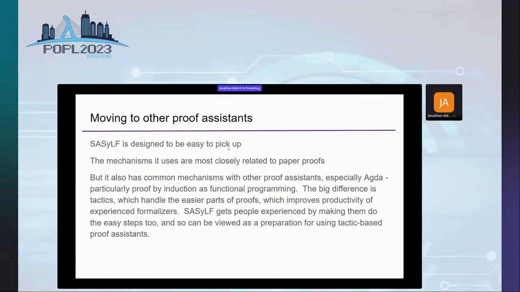Sassy Elf is designed to be easy to pick up. The mechanisms it uses are kind of taken from paper proofs and teaching tradition. But I think what's interesting is, under the hood, it's common mechanisms with the proof assistants, right? Sassy Elf is really functional programming under the hood. And I have a lecture at the end of my class where I talk about the Curry-Howard isomorphism, and I show that, oh, look, here is factorial programmed in Sassy Elf. So it's pretty fun. Actually, no, I think it's Fibonacci because it's addition, but whatever.